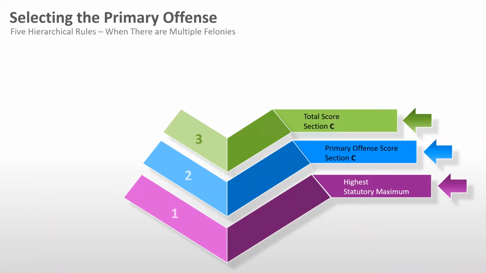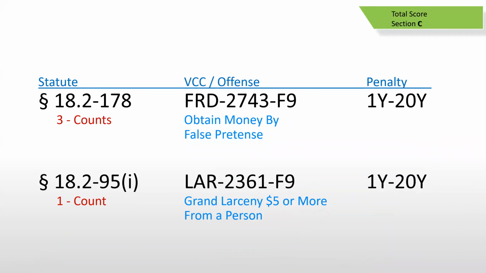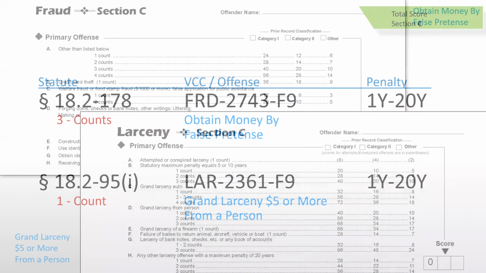But what happens when you have a tie with the scores for the primary offense? Then you go to rule number 3. In this example, we have 3 counts of obtained money by false pretenses and grand larceny, $5 or more from the person, 1 count. Both of these have a 20-year max, so we don't pay attention to the number of counts at this point. We just focus on the statutory maximum. Rule number 1 doesn't help because we have a tie there.